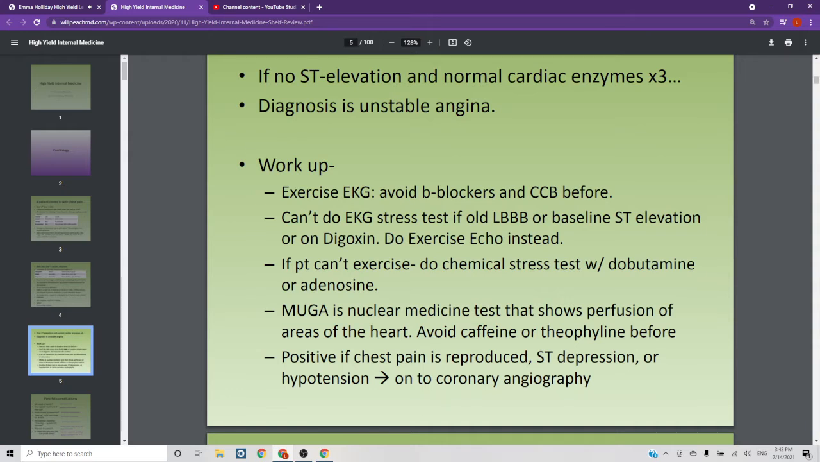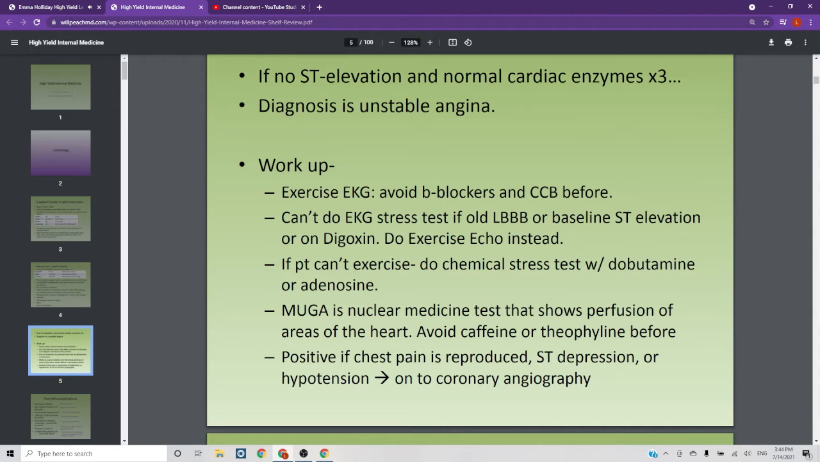There are some reasons you can't do an EKG stress test, and they like to ask about these. If they've got an old left bundle on their EKG, it makes it very difficult to interpret. If they've got that wide, weird QRS complex, it can make it difficult to assess for any ST changes during exercise. So that would be an indication to do an echo instead of an EKG.